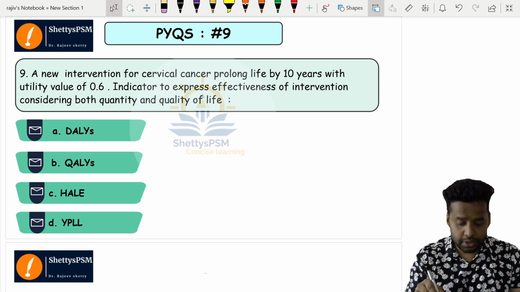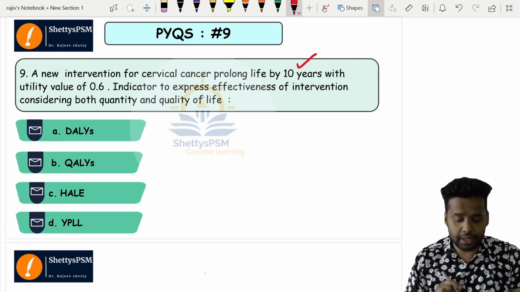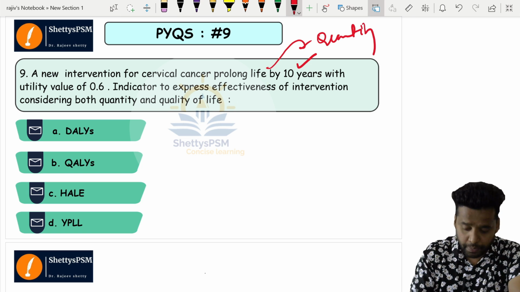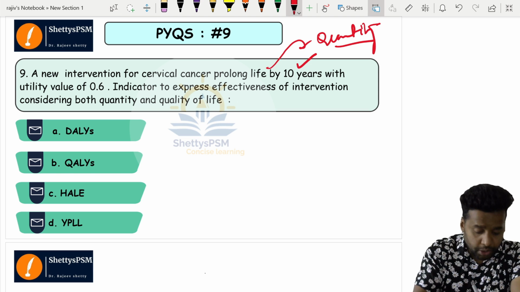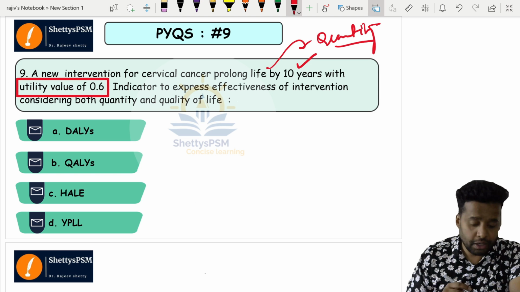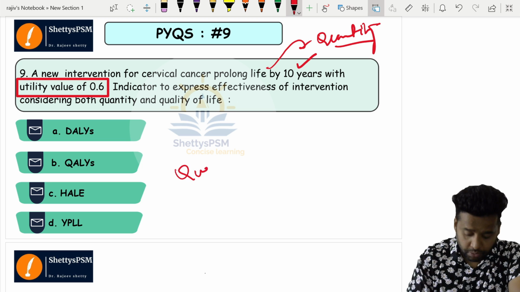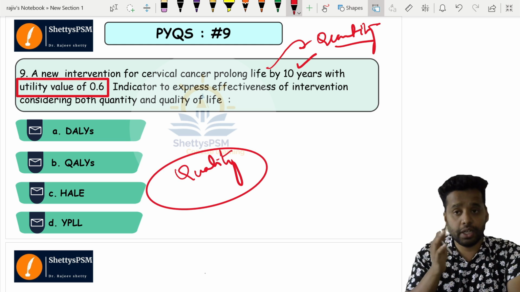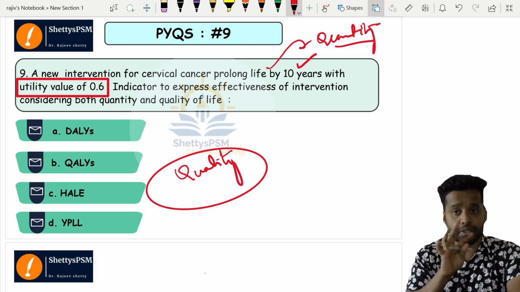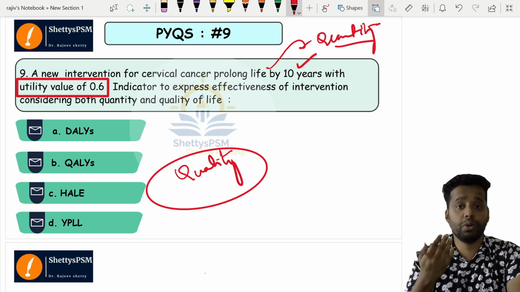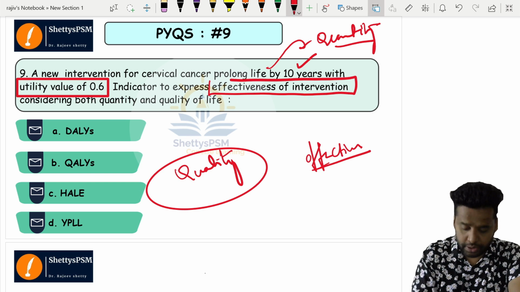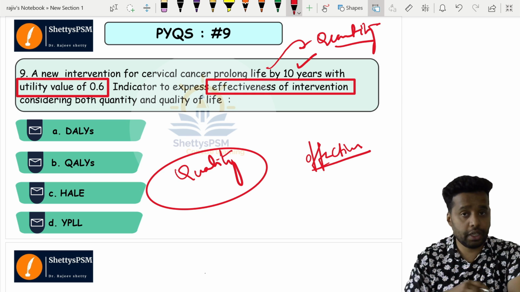A new intervention for cervical cancer is prolonging life by 10 years. This is quantity, what you are prolonging, with a utility value of 0.6. Utility value will indicate quality of life. What we have discussed in your classes, we have to include quantity and quality both, then the overall picture of an intervention, how good it is. Effectiveness you are checking. This is the question. See the question properly: effectiveness of intervention, considering both quantity and quality of life.